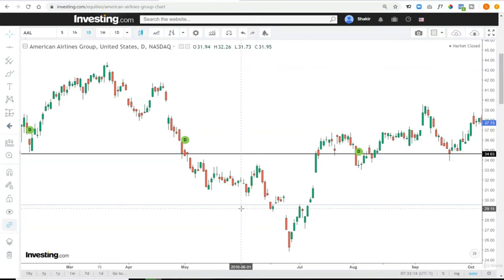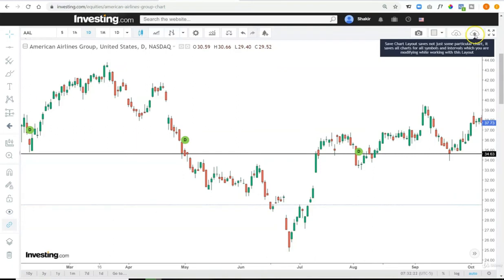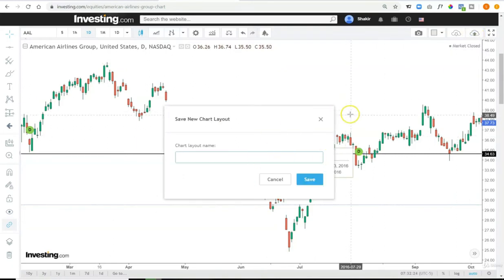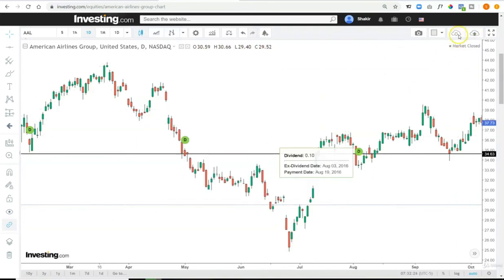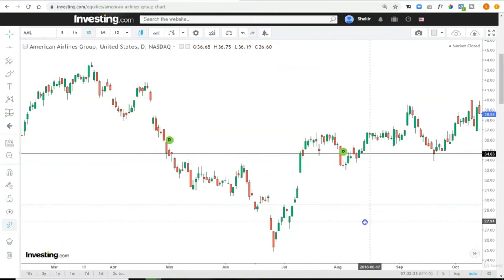Now you can also create a free account on the investing.com website, and then you can just upload or save the template, and then you can always download it or apply that particular chart. That makes life a little easier.